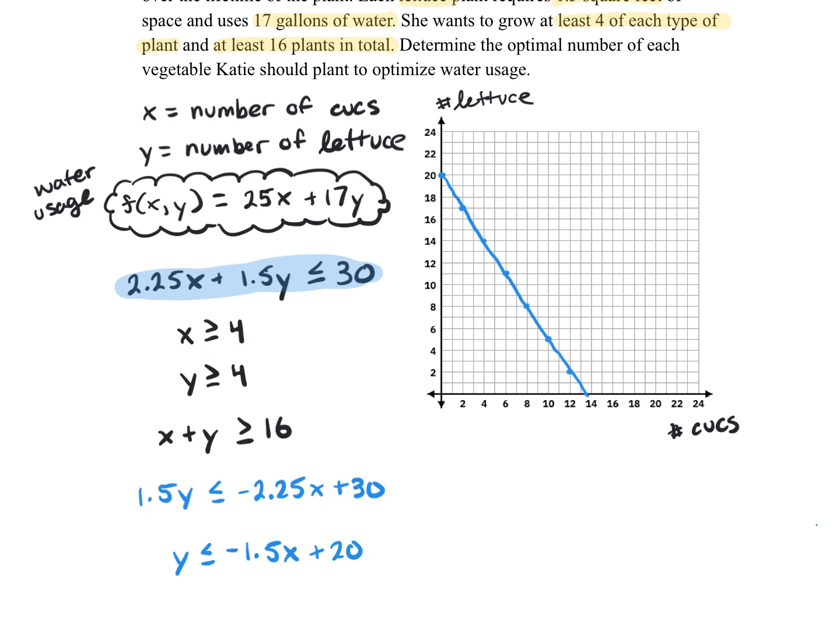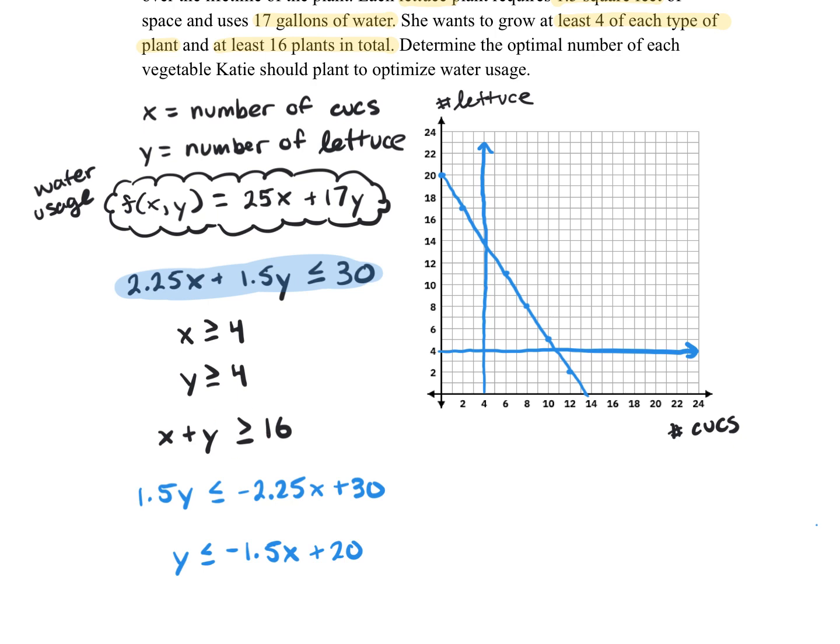And then we have x is greater than or equal to 4. So that's a vertical line at 4. So like this. And it would be everything to the right of that. And then we have y must be greater than or equal to 4. So that's a horizontal line at 4. And again, it's everything above that.